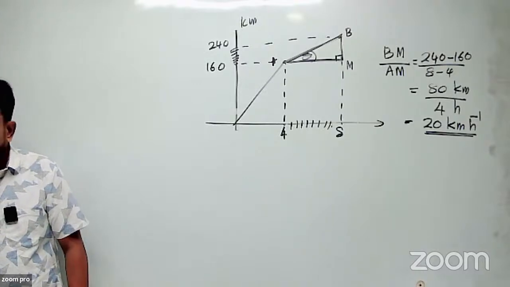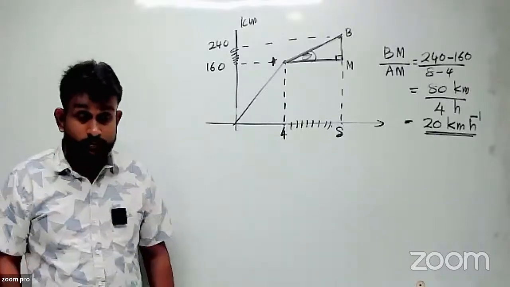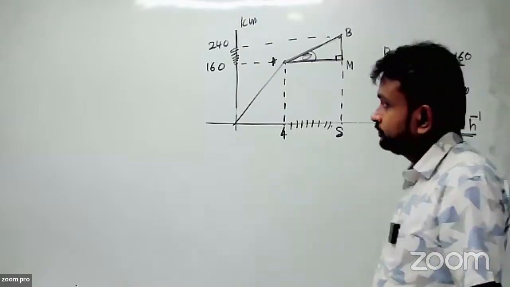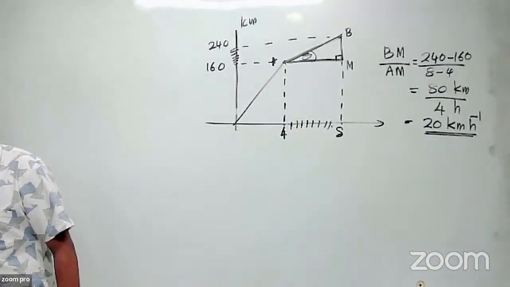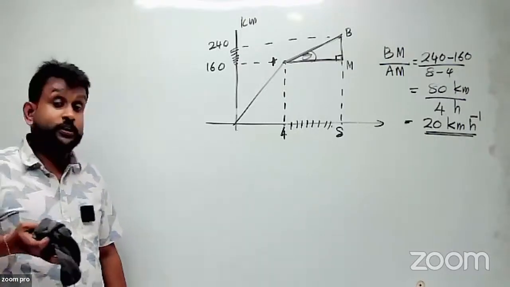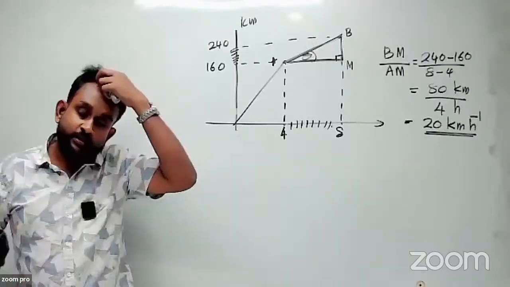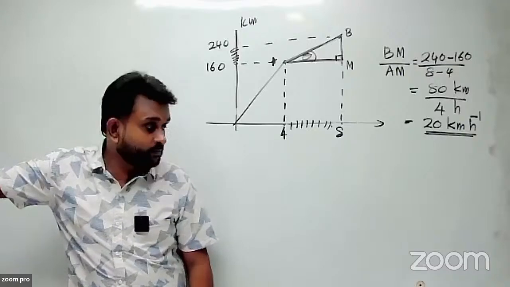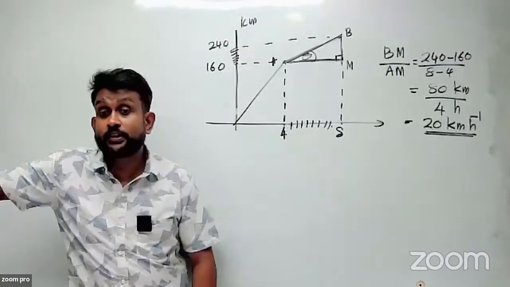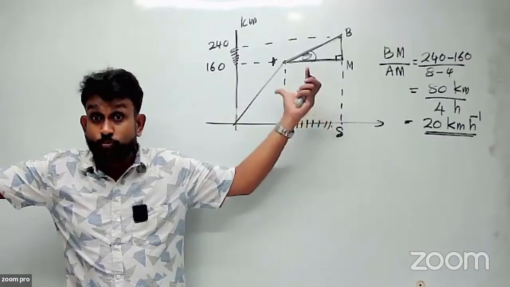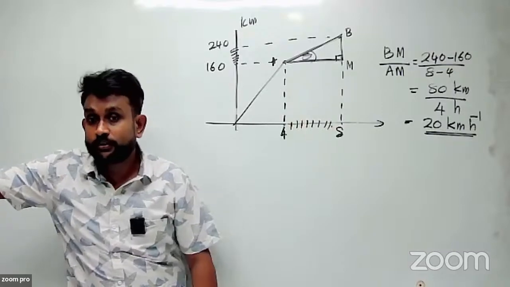Question number 16. Now question number 17. Here they are very important advanced questions. This time sometimes we can see some distance time graph equation. So understand the way of finding the speed using a distance time graph.